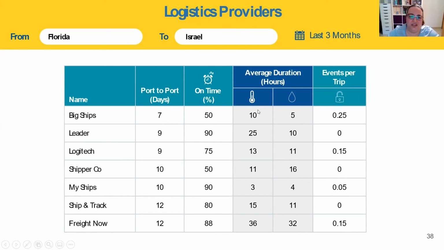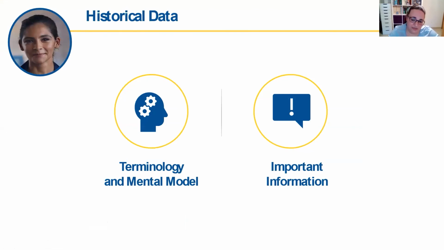And now they know that this company's average for temperature is actually 10 hours, and for this company it's 36 hours. So if I need to deliver a medication from Florida to Israel, I'll probably not use the company that has a lot of temperature issues and humidity issues. However, as we saw, there's still a lot of information, even if it's presented in a way that is helpful for the user. There's a lot of information, and we want to highlight the most important stuff.